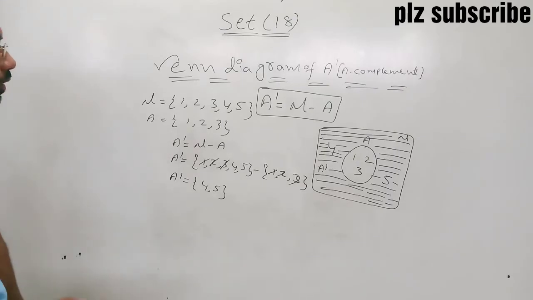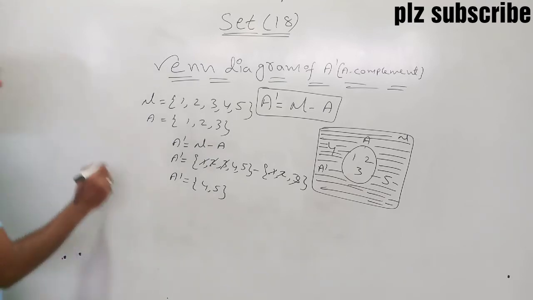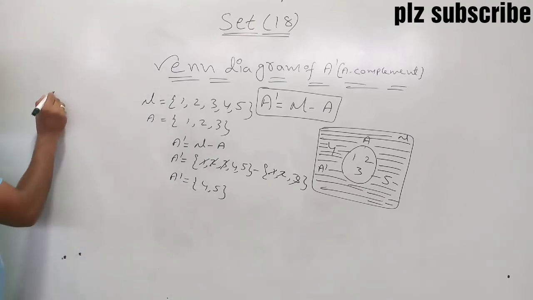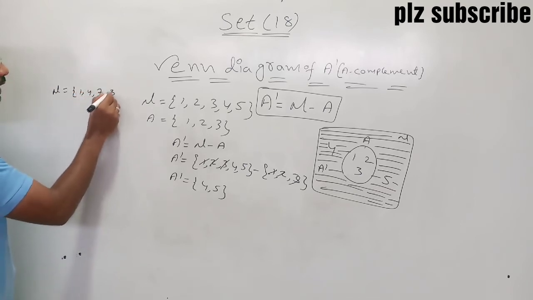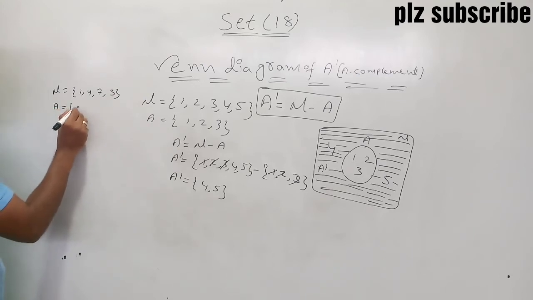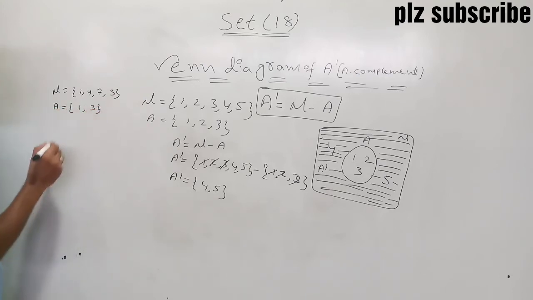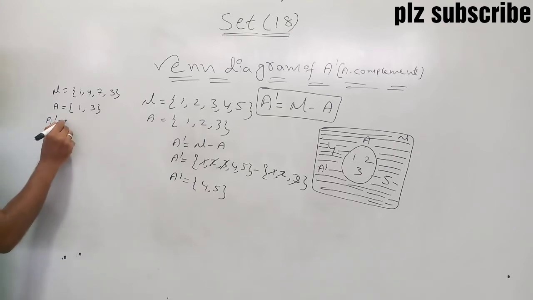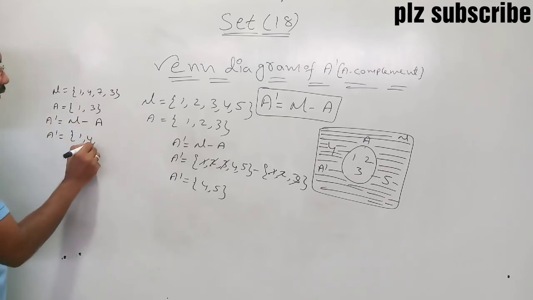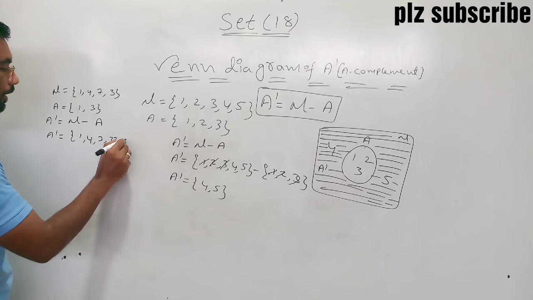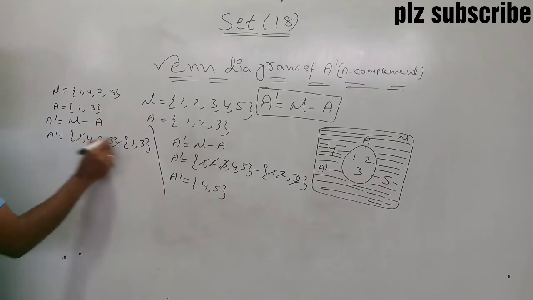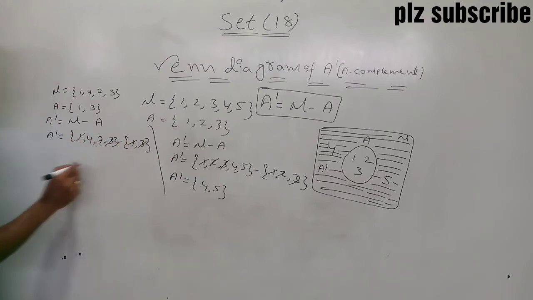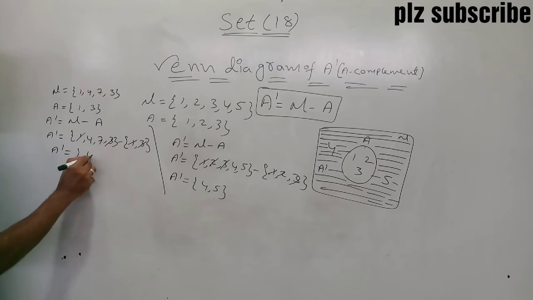One more we will see. We take mu as 1, 4, 7, 3 and A as 1, 3. Then A complement is equal to mu minus A. Mu is 1, 4, 7, 3, minus A, which is 1 comma 3. Now delete the common elements: 1, 1, 3, 3 get cancelled. Then A complement is equal to 4 comma 7.